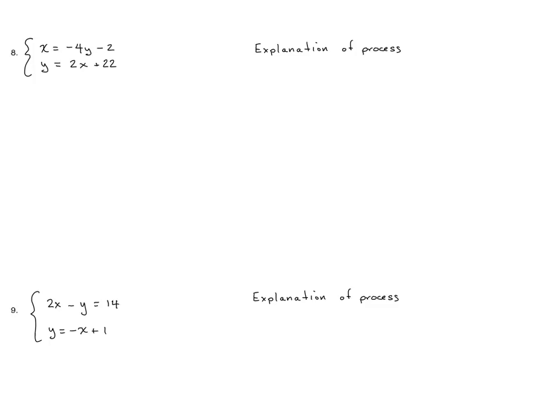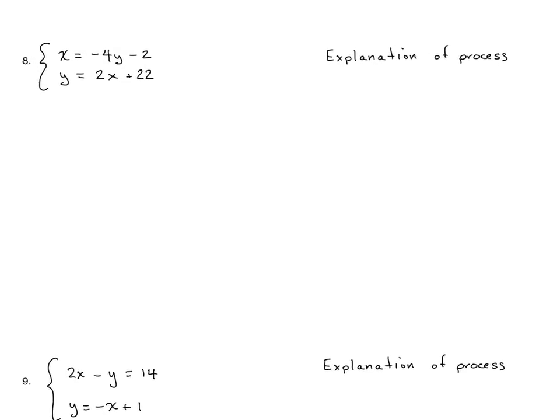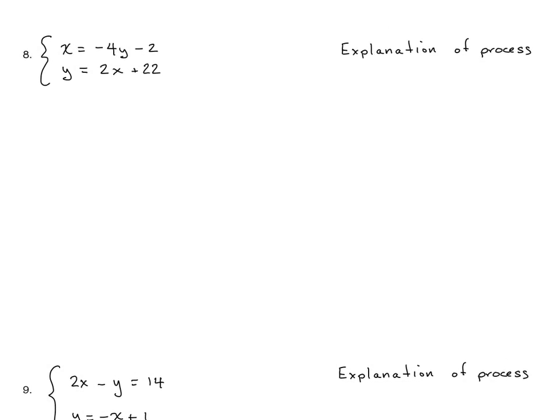Okay, so we have 2 more examples here. The 2 more examples we're going to go through are x equals negative 4y minus 2, and y equals 2x plus 22. So ironically, I've got an x equals, but I've also got a y equals. So notice I now have 2 equations that are both substitution worthy. So the question is which one do I use? And the answer to that is, it's your decision. You either want to use the x or you want to use the y.